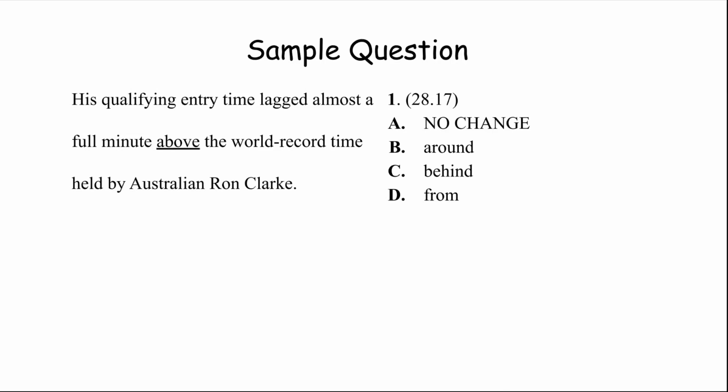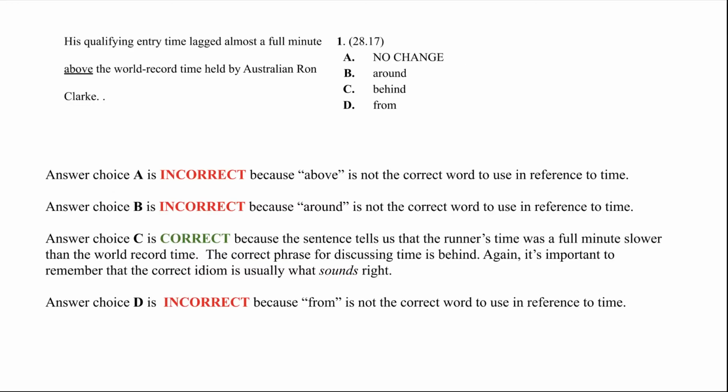So that's why our correct answer for this one is not going to be A. It's not going to be around the world record holder. It's not going to be from, but it's going to be behind the world record time because it's lagging. Look at the context, and that's just what sounds right in this sentence too, if you need to think of it that way. Sometimes idioms are tricky like that, where there's no real way that you can say, this is the concrete reason why this is this way. It's just knowing what words are right. That's what makes these questions super tricky, and just more practice is what's going to help you on these.